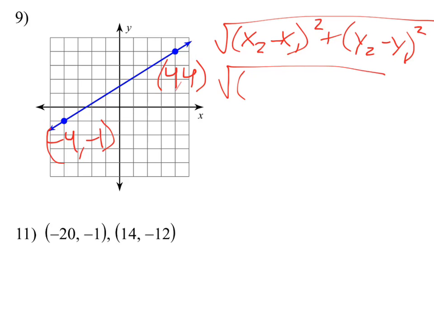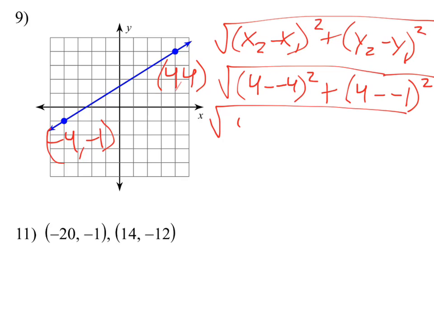Well, if you take your x's, I'm going to say this is x2, y2, and this one over here is x1, y1. And so I'm going to do 4 minus negative 4 for the x part. And then the y part is going to be 4 minus the negative 1. Well, when you subtract a negative, same thing as adding positives. So this is 4 plus 4, so it's going to be 8 squared. And then the one over here, 4 minus negative 1, same thing as 4 plus 1, which is 5. So I'm going to have 5. I'll need to square that.